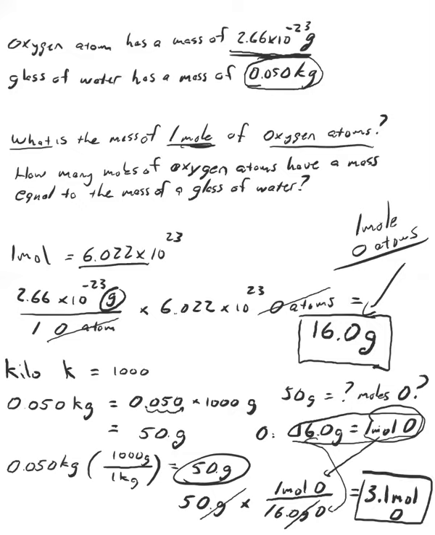Okay. And let's check. Let's just make sure. Because we know there's 16 grams in 1 mole. And if we had 2 moles, that'd be 32 grams. If we had 3 moles, that would be 48 grams. So 50 grams would be just a little bit more than 3 moles. And that's exactly what we got. Okay. So that is, again, the ALEKS problem called using the Avogadro number.